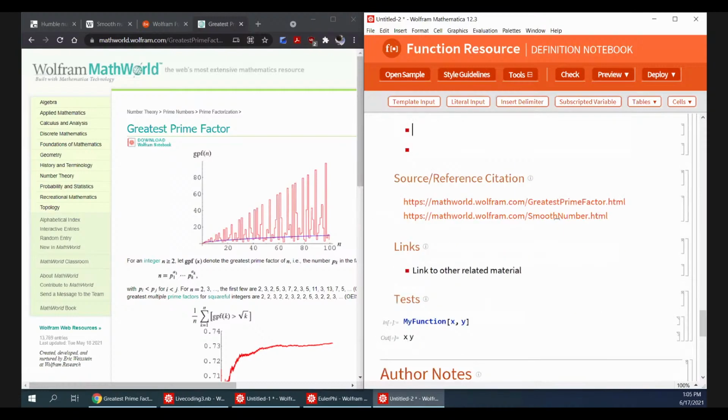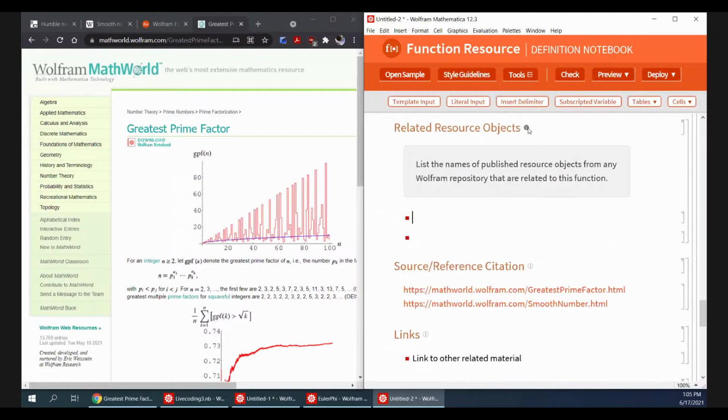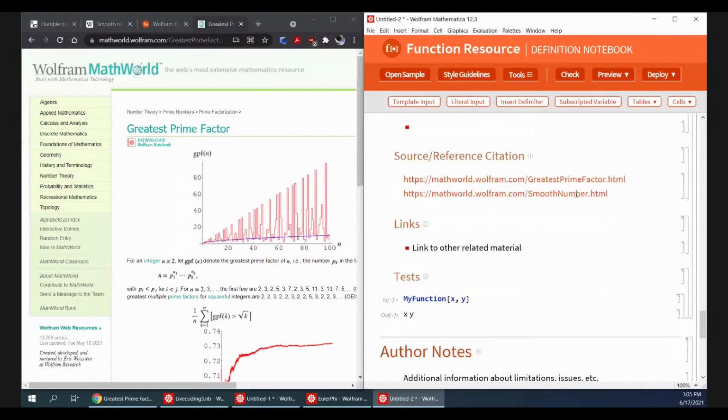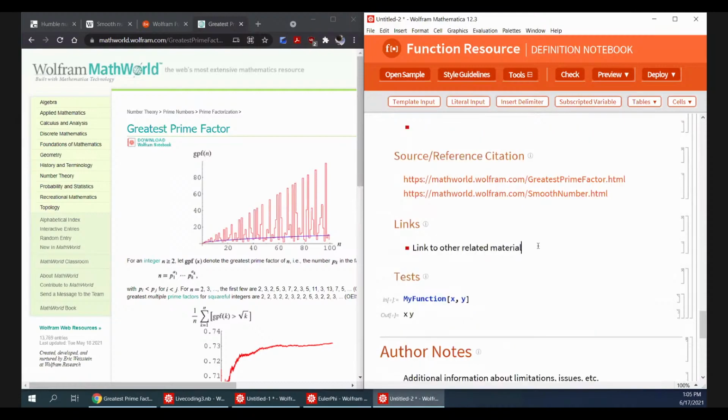Or, yeah, neural nets do. Most of the time, it's going to be other functions from the function repository. I see. Okay. So largest prime factor seems like the most important one to put there.